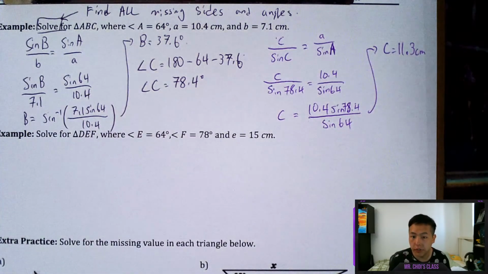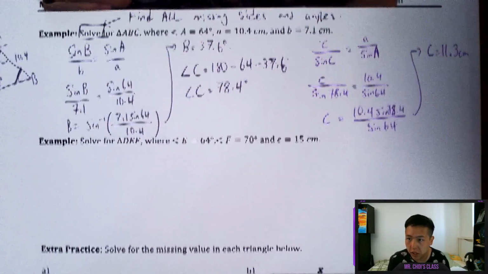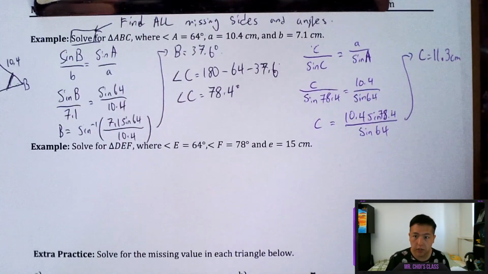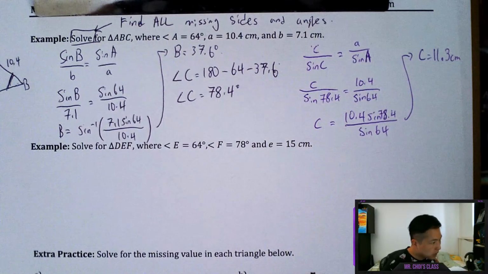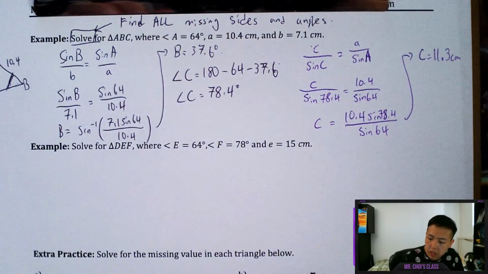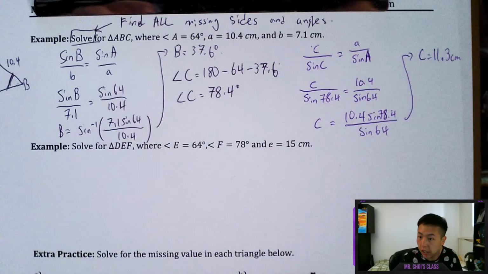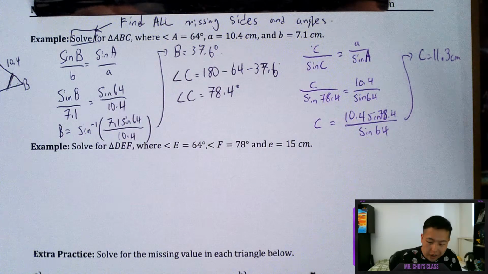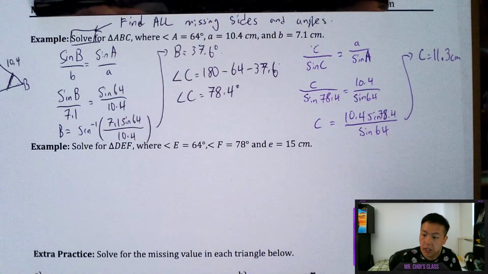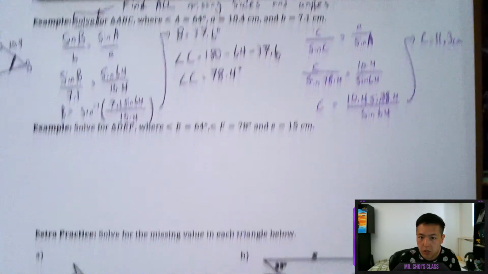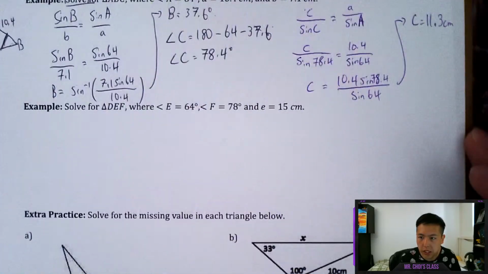So that's your full solution to solving that one question. You need to find all missing sides and angles, because if you don't, then you're not getting full marks. So you need to solve for everything that's missing for you to get the correct answer. So let's solve for triangle DEF.